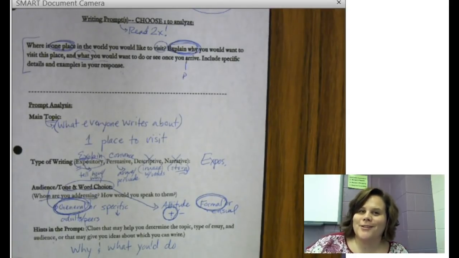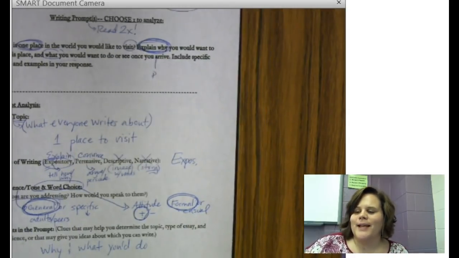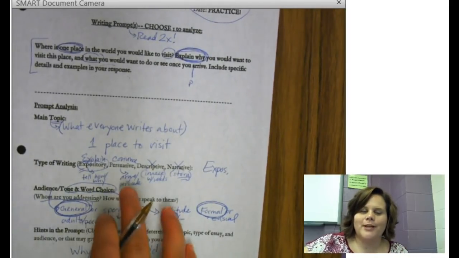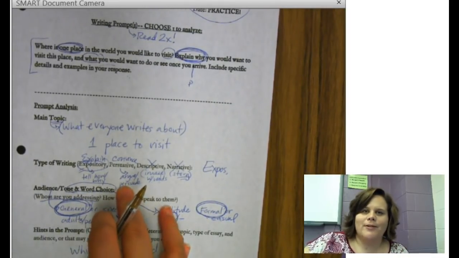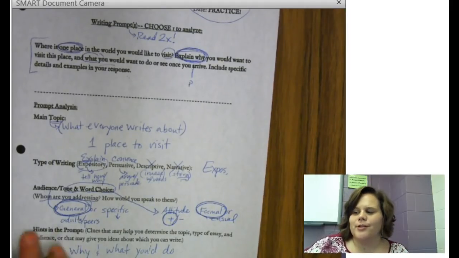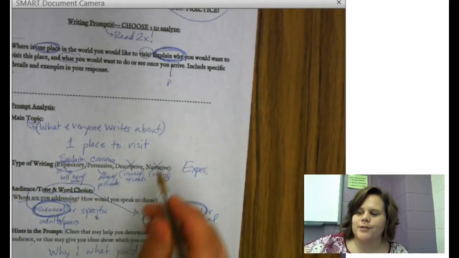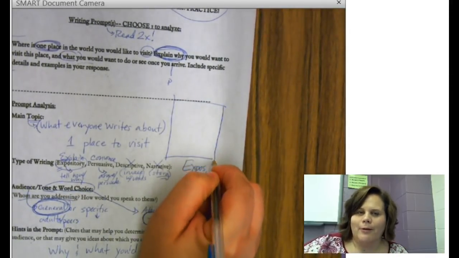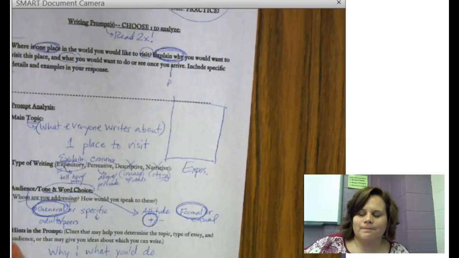Do you want an easier way to do this? Here's the easier way. And it's not better or worse, but on the SOL test, you don't get this piece of paper. No one gets this piece of paper. What you get is a prompt, and it'll pop up on your screen, and the rest is up to you. So my suggestion to you, and from now on, if you want to do this instead of fill out this whole paper, I will absolutely accept that if it's right.